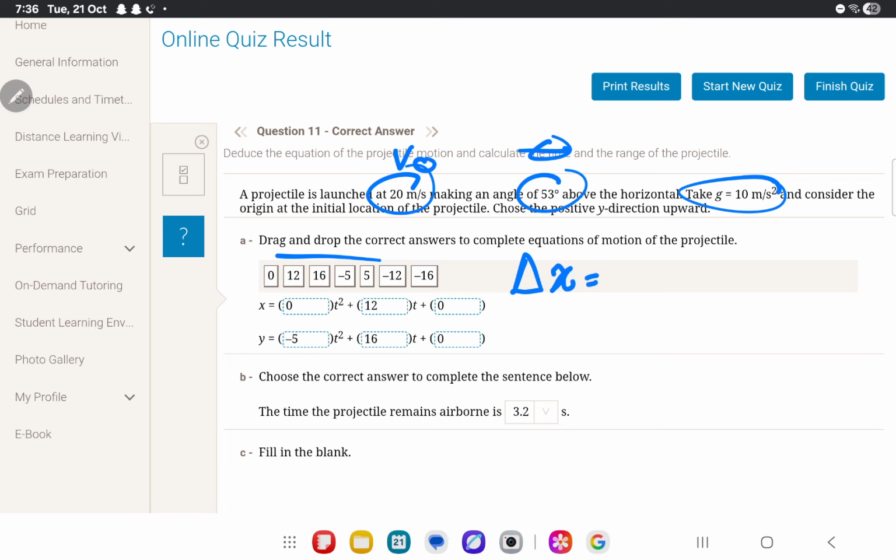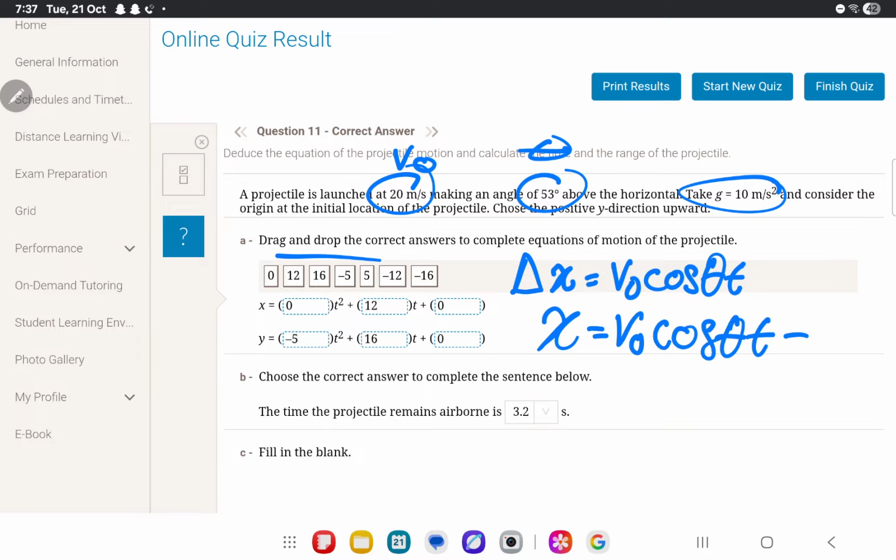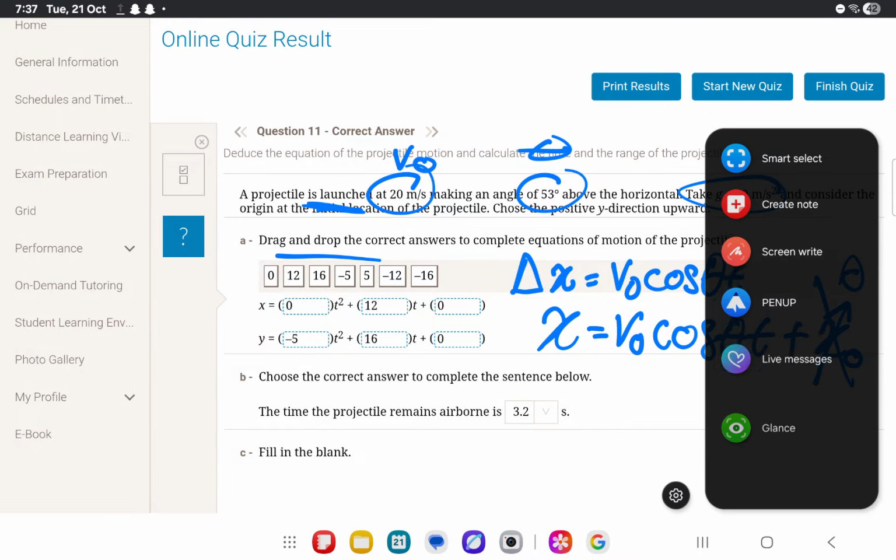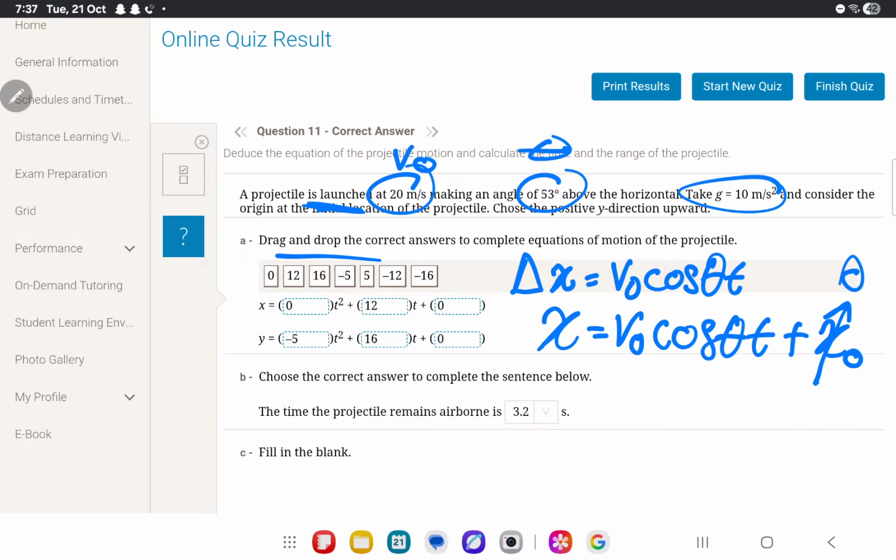So, delta x is V0 cosine theta t. Now, what is delta x? Delta x is x minus x0. So you can take x0 to the other side and say x is equal to V0 cosine theta t plus x0. But remember, it's launched, so x0 is 0, because you're launching it from the origin. So this is wrong. You're always taking the initial point where you launch it from as the origin. This is how you do it in projectile motion.